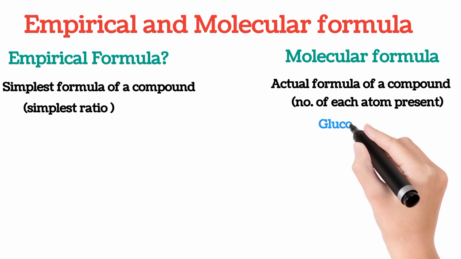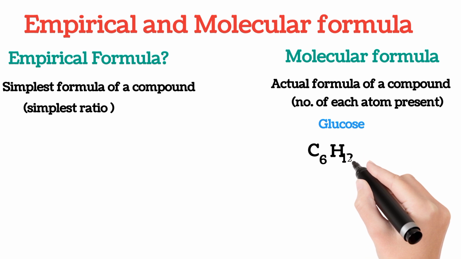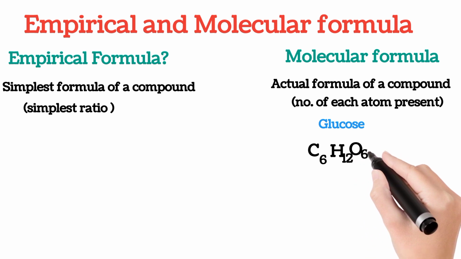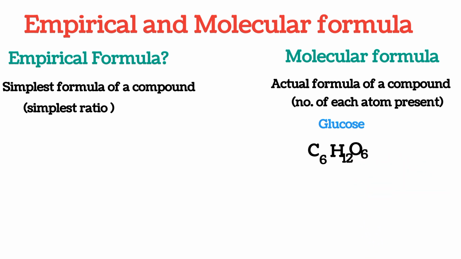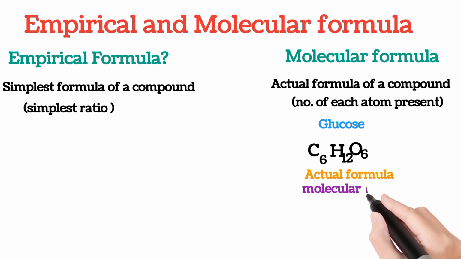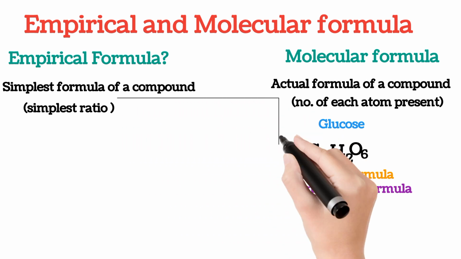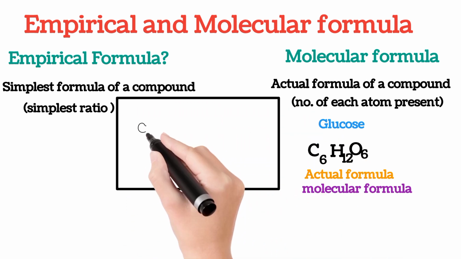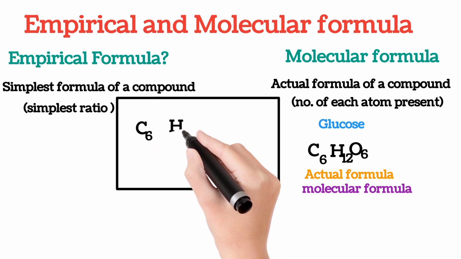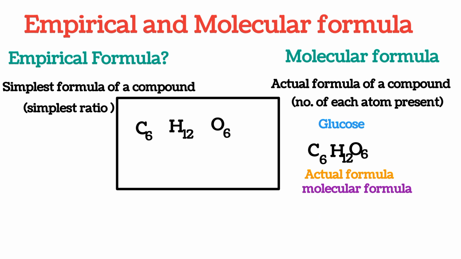For example, let's take a look at glucose. It has the formula C6H12O6. This is the actual formula of glucose, and therefore it is the molecular formula. Now let's take a look at this. There are 6 carbon atoms in glucose, 12 hydrogen atoms, and 6 oxygen atoms.